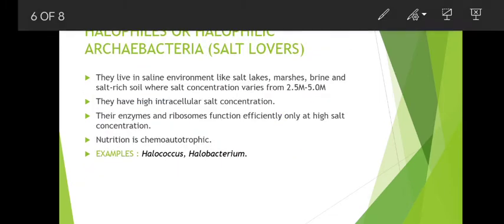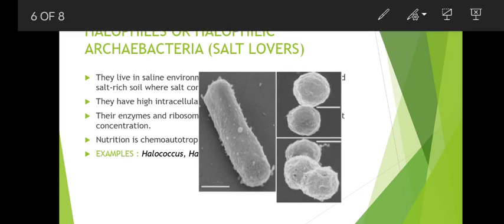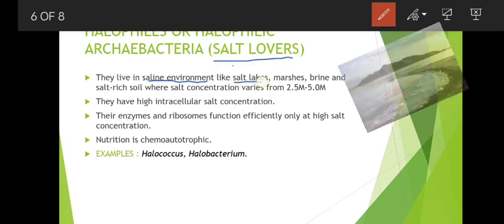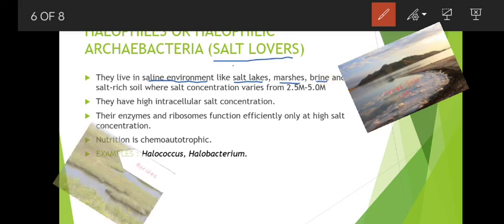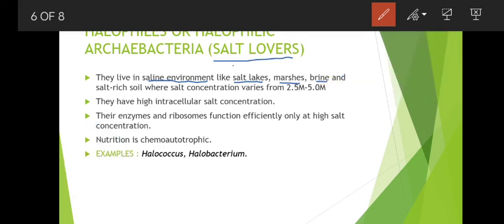Next, we come to the halophiles or halophilic archaebacteria, which are also called the salt lovers. Now, they live in saline environments. As we can see from the name, salt lovers, they live in saline environments like salt lakes, marshes, brine. Brine is basically a solution of salt, and salt rich soil where salt concentration varies from 2.5 molar to 5 molar.